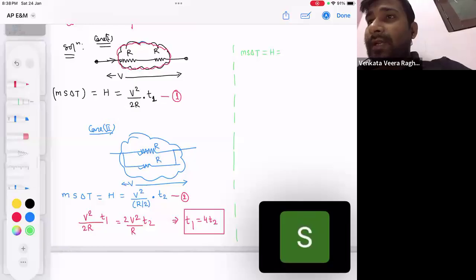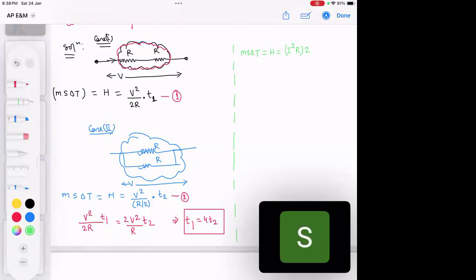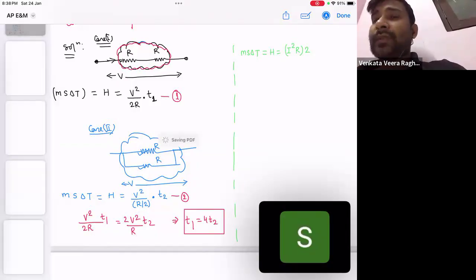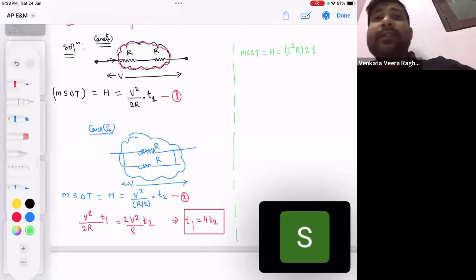Can I write it as I square R into 2 times? Please tell me. Yes, sir. Because it's a series combination, both resistors will have the same current. How much will be the current in both the resistors? Let's consider it I. So I square R in one resistance, I square R in another resistance, into 2, right or not? Next, I will multiply by the time because it is power. When I multiply by the time, it becomes heat.